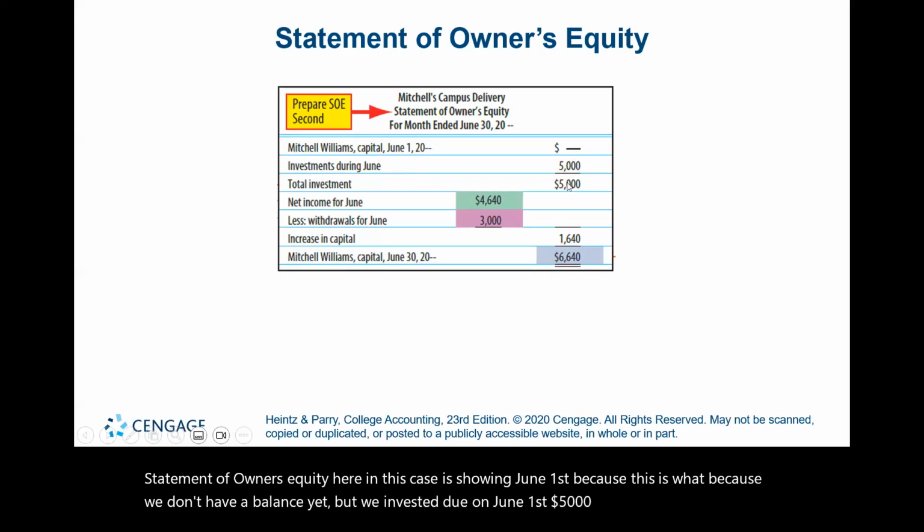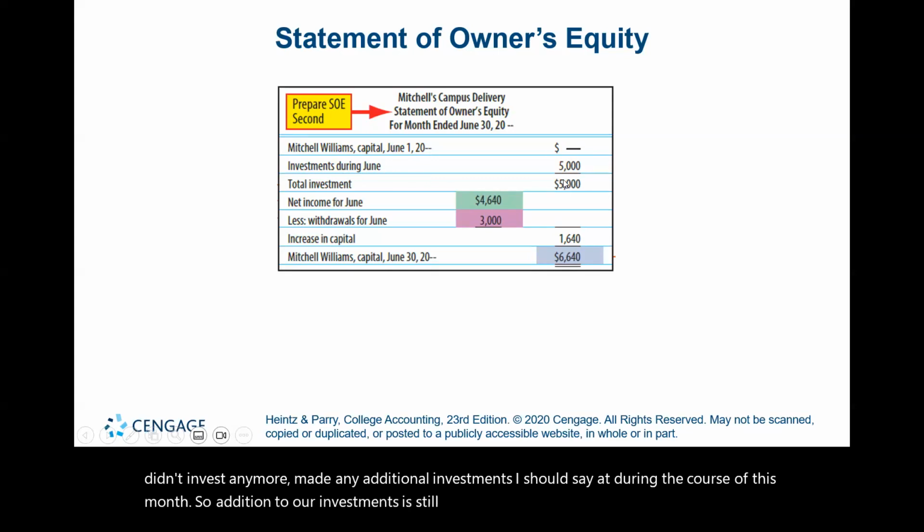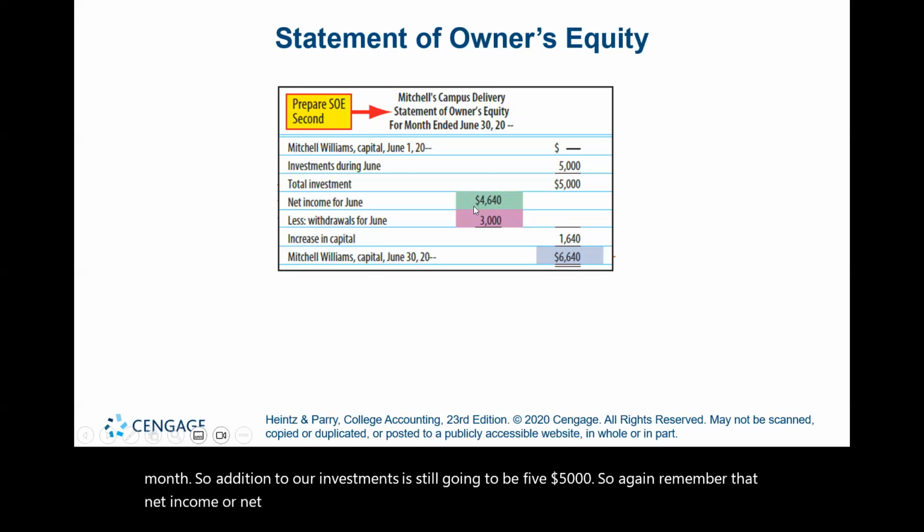So total investments, we didn't make any additional investments, I should say, during the course of this month. So total investments is still going to be $5,000. So again, remember that net income or net loss that we had on our income statement.